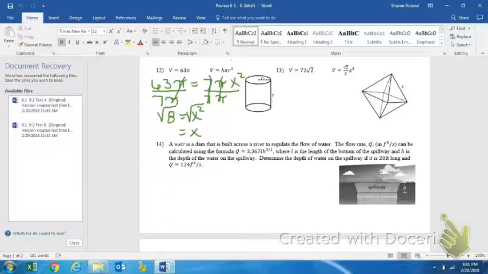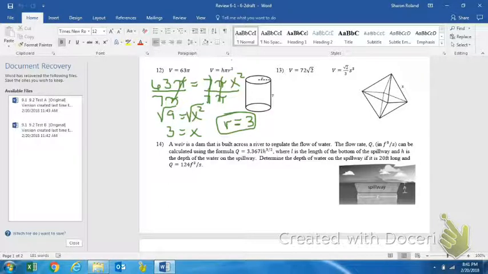63 divided by 7 is not 8. Oh, it's not. 63 divided by 7 is 9. Forget that. Okay, so let me erase this mistake. 63 divided by 7 is not 8. It is 9. Square root of 9 is 3. So your radius is 3.